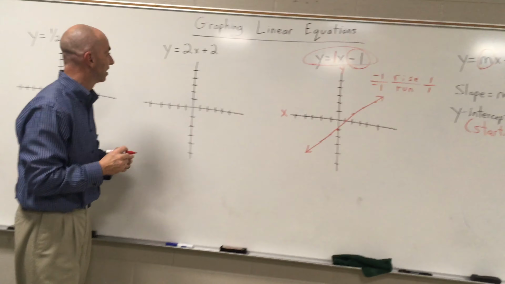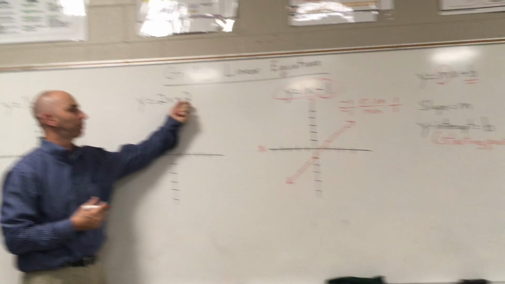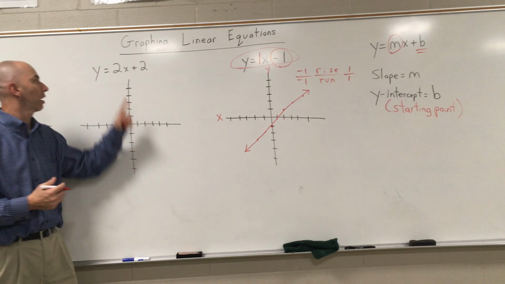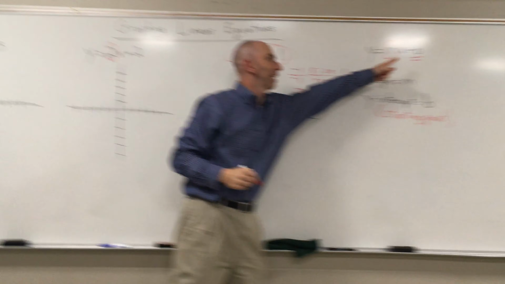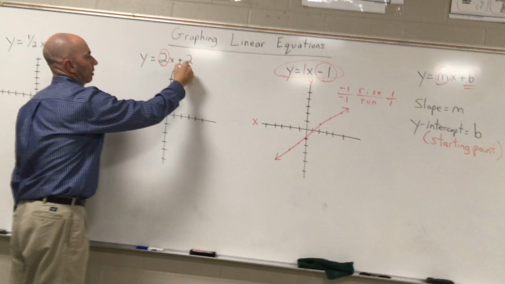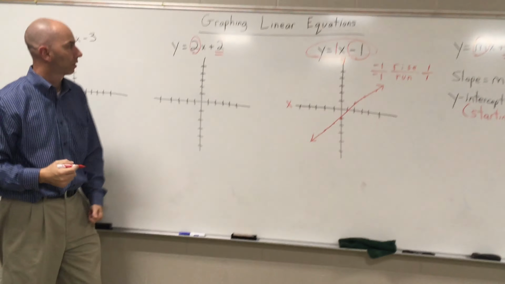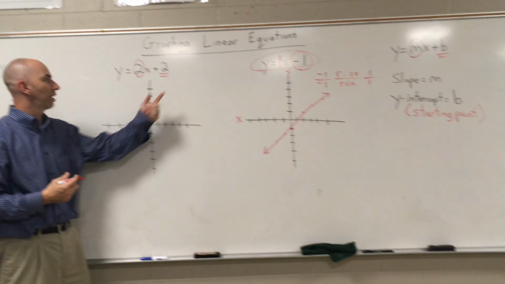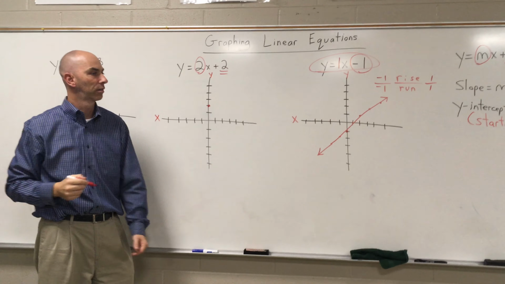Alright, the number 2 example is y equals 2x plus 2. The slope is the coefficient in front of x, and the y-intercept is the last thing, a constant by itself. So if I'm starting to graph this, my starting point is right here, positive 2. That tells me where to start. So I find the y-axis, find positive 2, and put a point there.